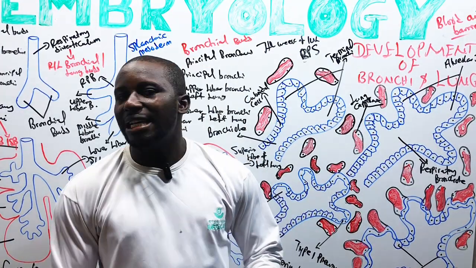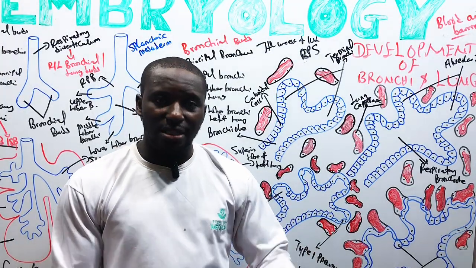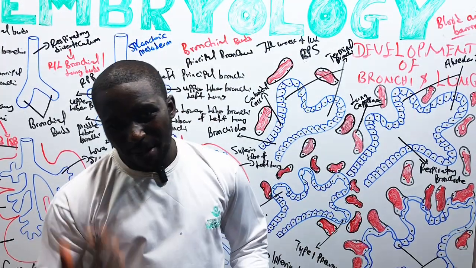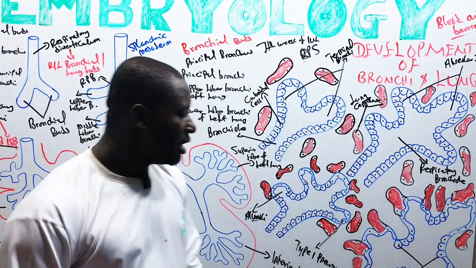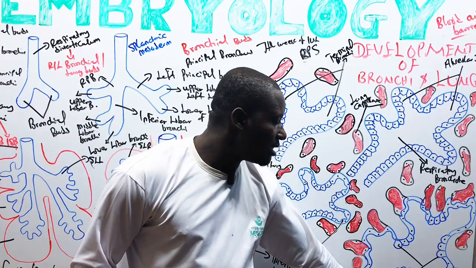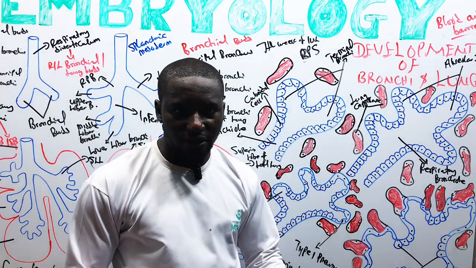The next one is respiratory distress syndrome, which can be called hyaline membrane disease. It's a condition whereby there's deficiency of the surfactant. Maybe the type 2 pneumocyte is malfunctioning or deficient, right?